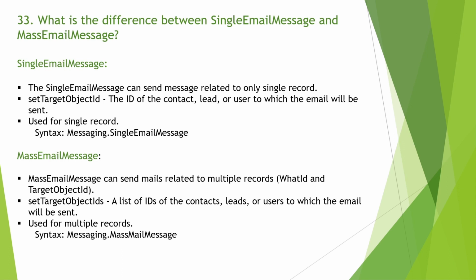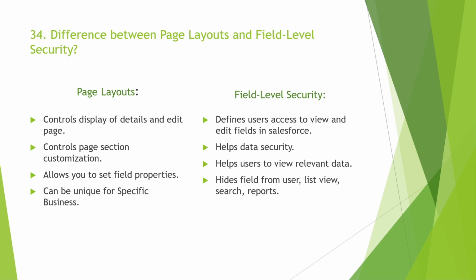Mass email message: it can send mails related to multiple records, with what ID and target object ID. Set target object IDs, a list of IDs of the contacts, leads, or users to which the email will be sent. Used for multiple records. Syntax: Messaging.MassEmailMessage.